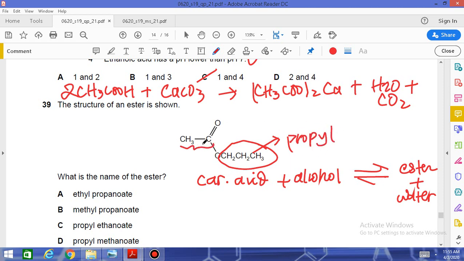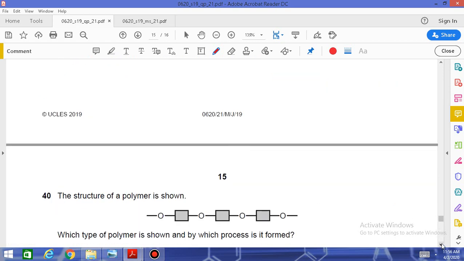And the remaining part is from carboxylic acid. It has 2 carbon atoms. So this is from ethanoic acid. For esters, we give the suffix -oate. So this is ethanoate. So the name for this ester is propyl ethanoate. The answer is C.